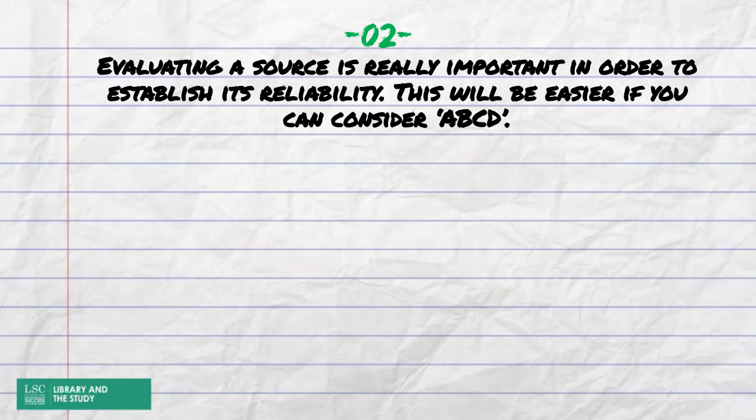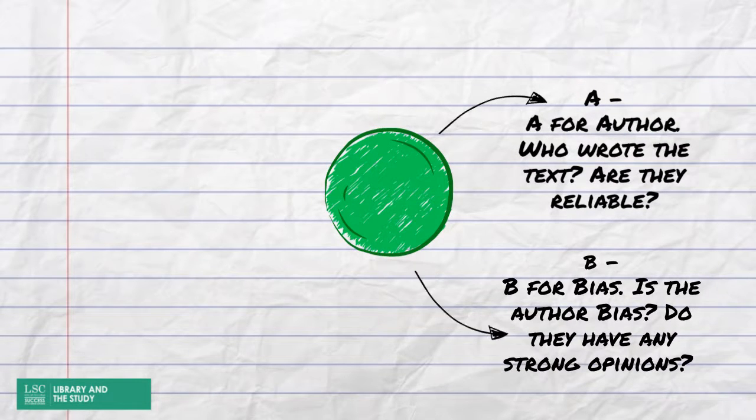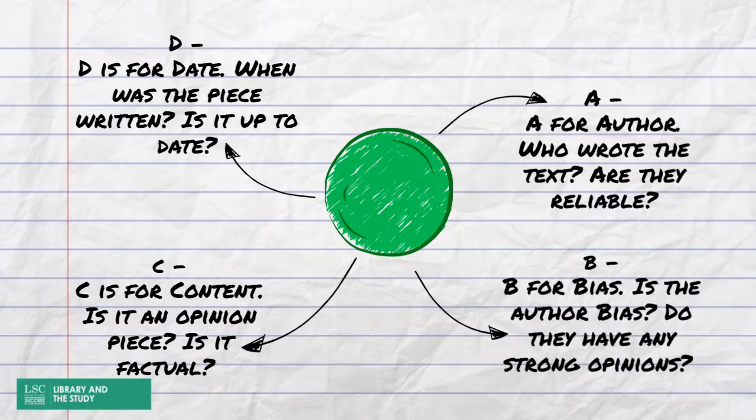This will be easier if you can consider A, B, C, D. A is for author. Who wrote the text? Are they reliable? B is for bias. Is the author biased? Do they have any strong opinions? C is for content. Is it an opinion piece? Is it factual? D is for date. When was the piece written? Is it up to date?